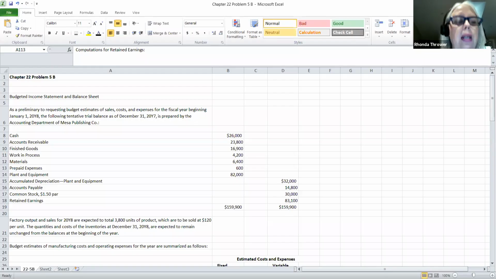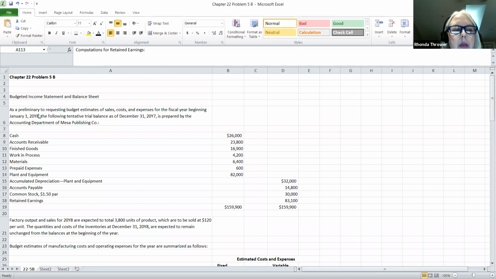Today's lesson will be Chapter 22, Problem 5B. You should be able to see Chapter 22, Problem 5B. And what we're going to do today is a budgeted income statement and a budgeted balance sheet.